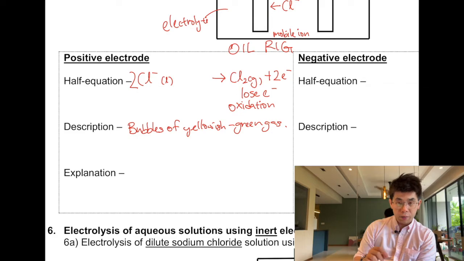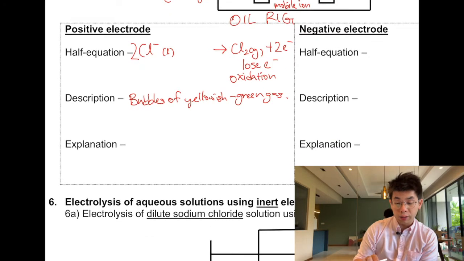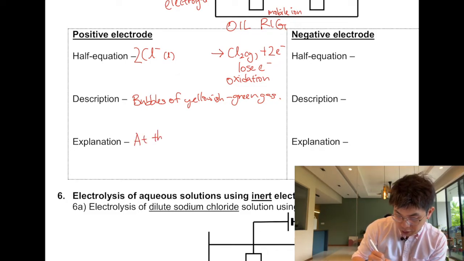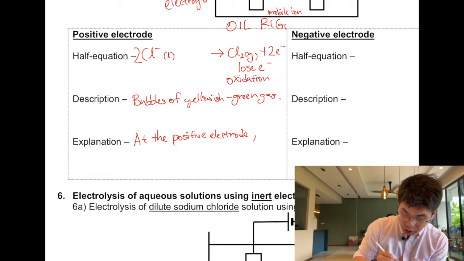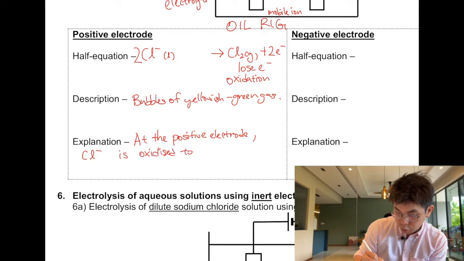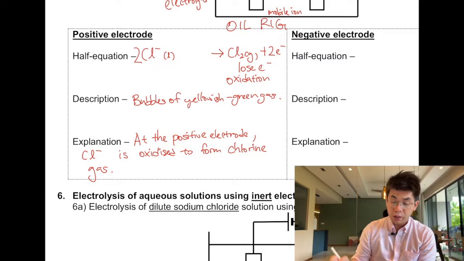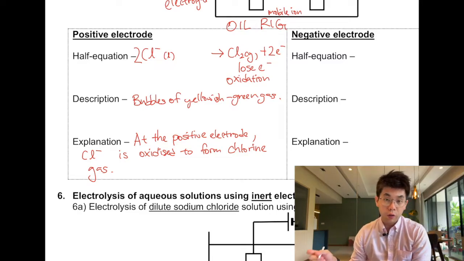And how do I explain? Your explanation is actually very important, so let's practice one here. We say that at the positive electrode, chloride ion is oxidized to form chlorine gas. Okay, chloride ion is oxidized to form chlorine gas.